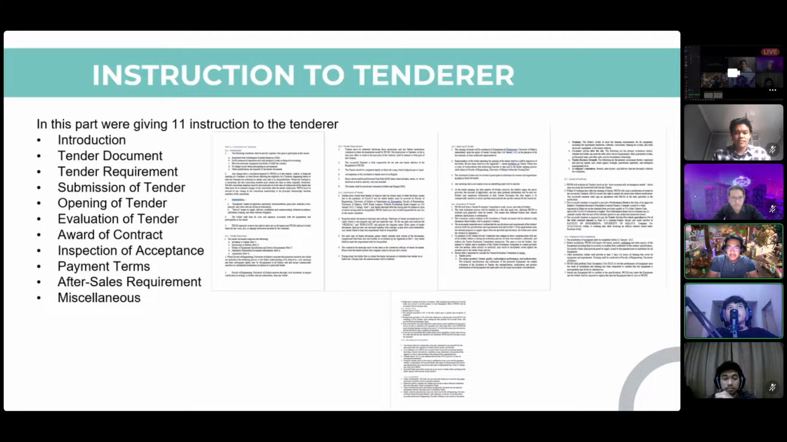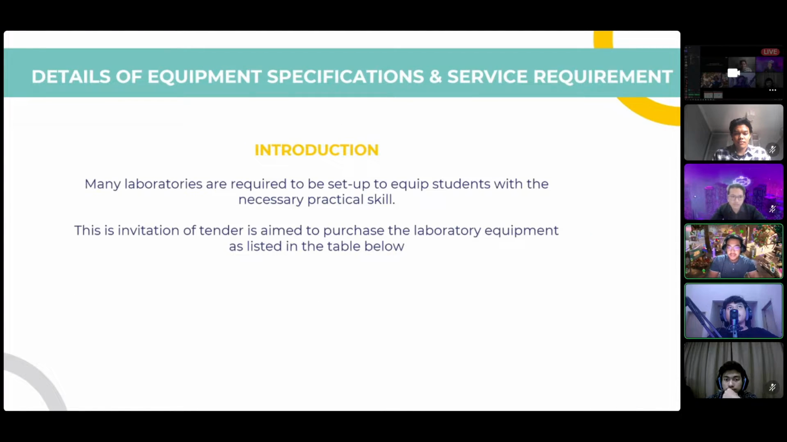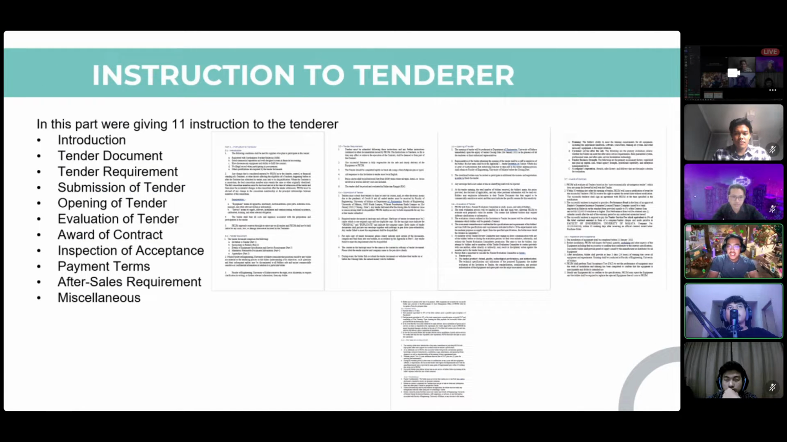We give multiple instructions to the tenderer, that is 11 instructions: first of all introduction, tender document, tender requirement, submission of tender, opening of tender, evaluation of tender, award of contract, inspection of acceptance, payment terms, after sales requirement, and miscellaneous. As you can see, can you move back? Yes, as you can see from the screen. In the report, we put all the details, but in this presentation, we want to show you what we have done in our report. Okay, continue on.